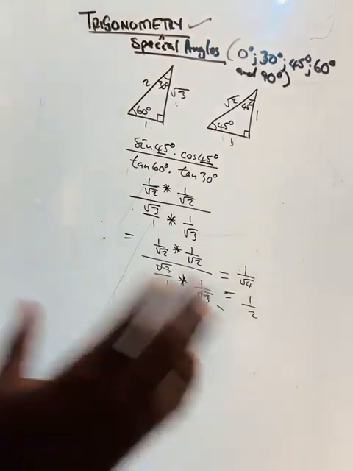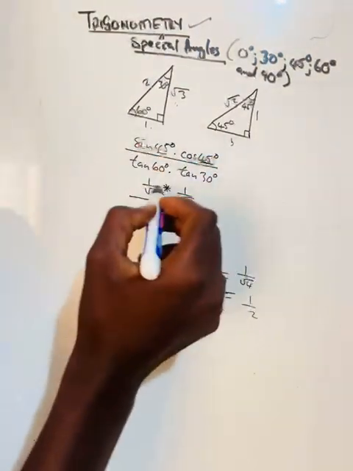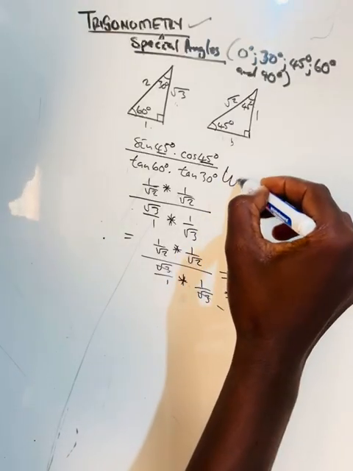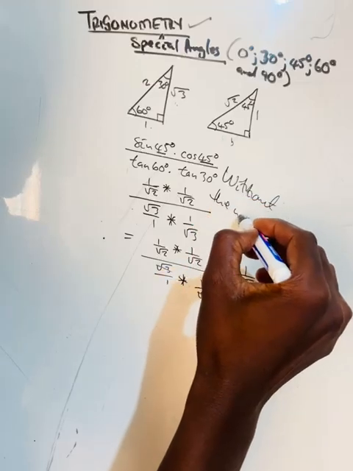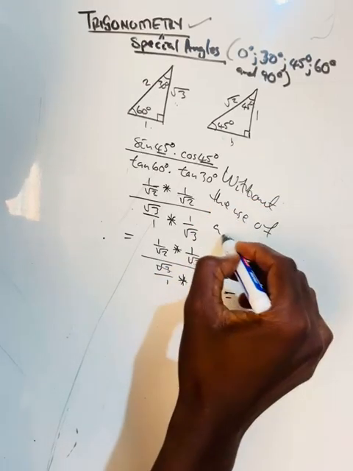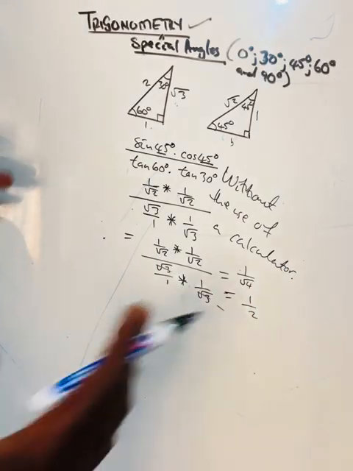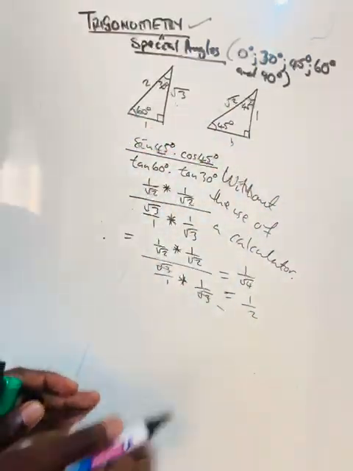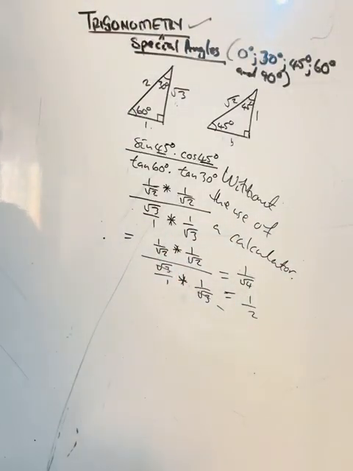And just like that, we are done. Right? So I have illustrated to you that the instruction was saying without the use of a calculator. And I demonstrated right in front of you using these special angles. I did not press a calculator to find my answers. I only pressed the calculator to verify the answers which I got.